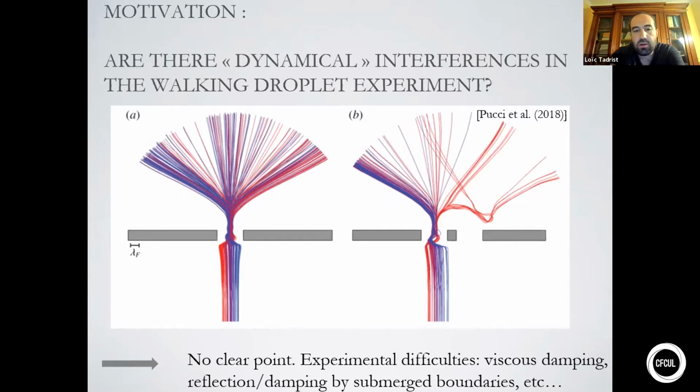And the experimental difficulty lies in the fact that capillary waves in the walking droplet experiment are damped by viscous damping, but also because we don't really know very well the interaction of the capillary wave with the submerged boundaries. We don't know how they are reflected and damped. So our motivation is, can we get rid of, let's say, submerged boundaries to show dynamical interferences?